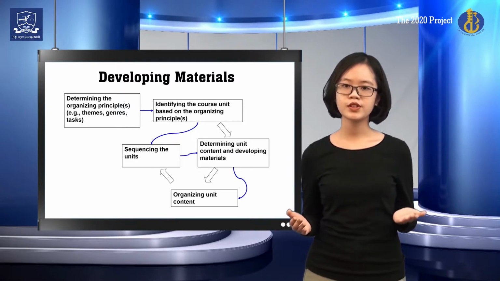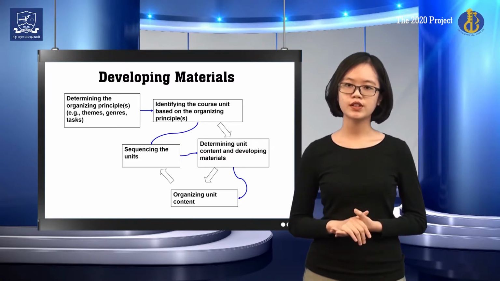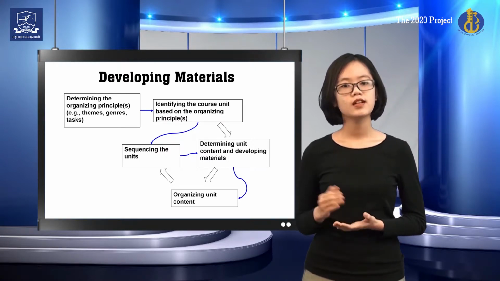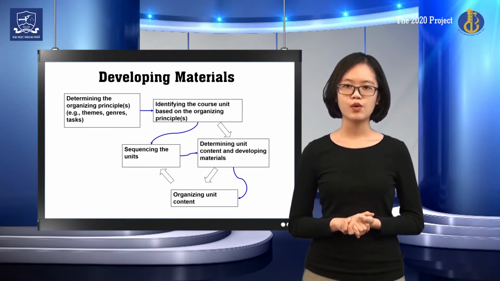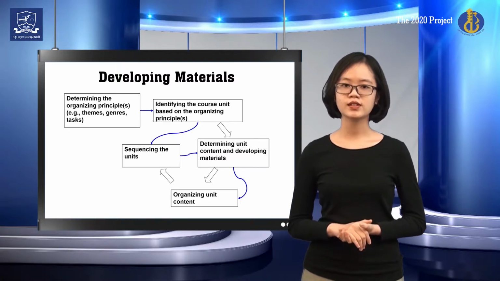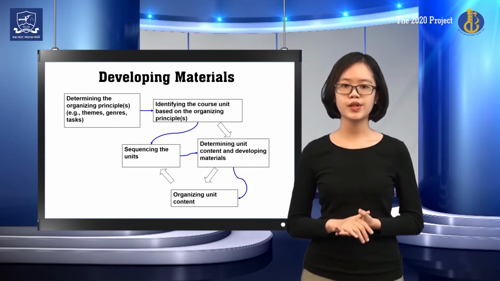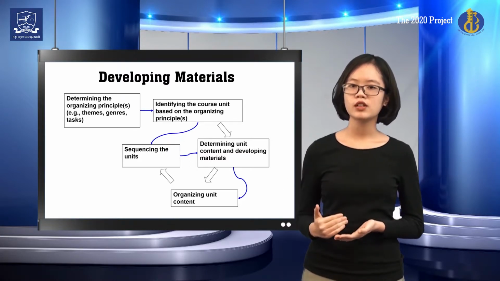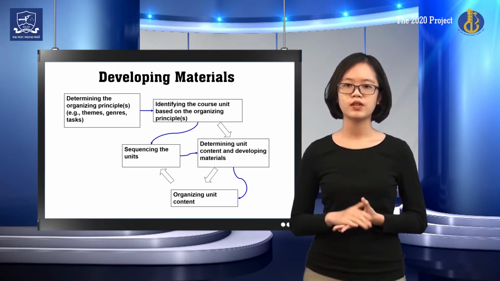Based on the organizing principles and the sequence of units, we should decide what should be the unit content and choose the developing materials. Finally, the last stage is to organize the unit content. However, the process does not simply go one way like that. Course designers have to constantly revisit the previous stages to make adjustments during the process. For example, while organizing the unit content, it is important to review the sequence of units and make changes if necessary.